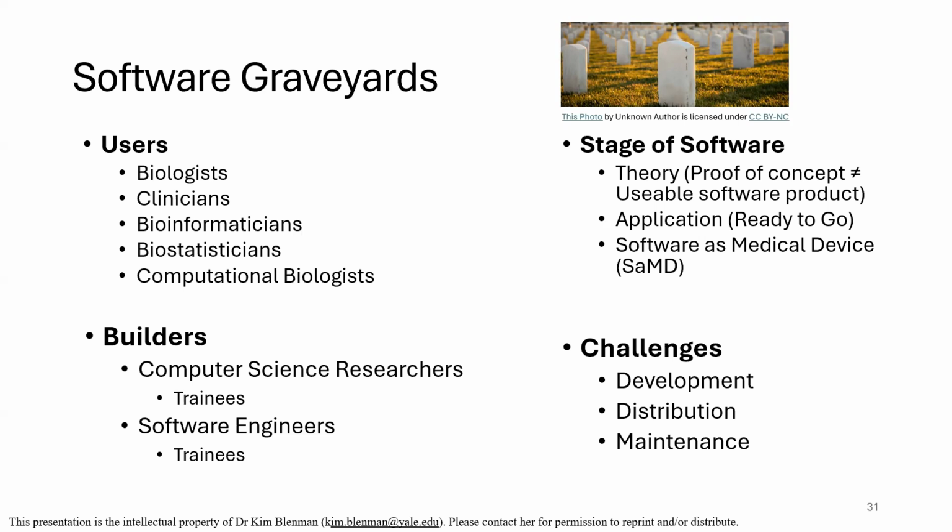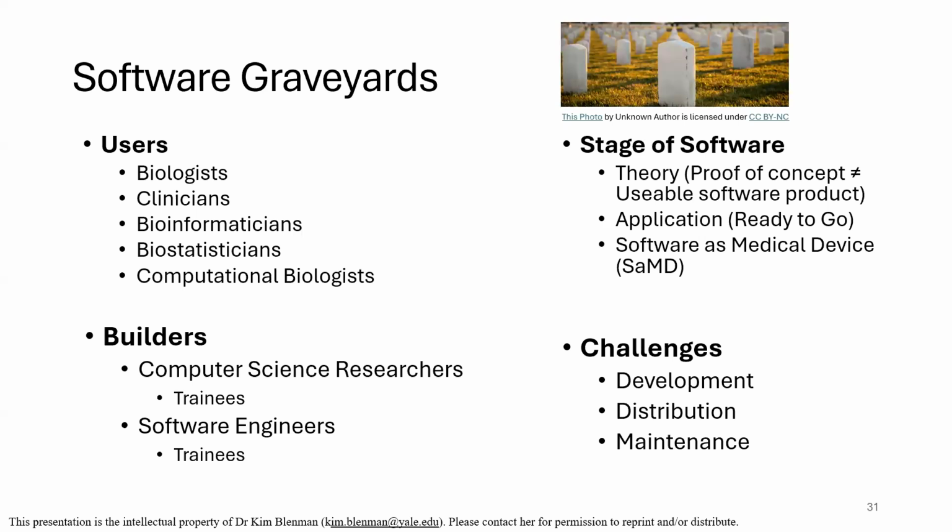So what are considerations that we need to think about when we tackle these software graveyards? We have 4 key major things that I thought are useful. One is the users, the builders, the stage of the software, and challenges, right? Our users, as I mentioned, are the biologists, clinicians, bioinformaticians, biostatisticians, and computational biologists. Our builders are the computer science researchers and software engineers. And in the academic setting, these are mostly going to be trainees.